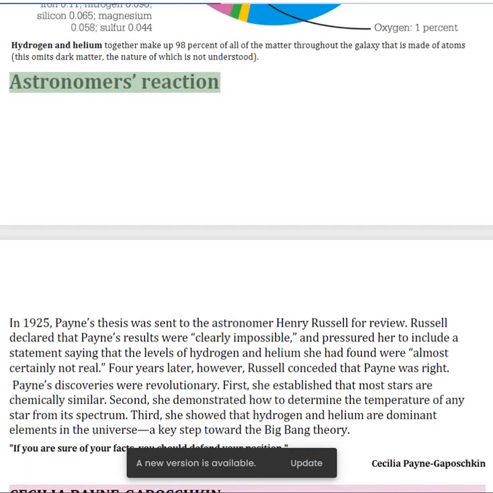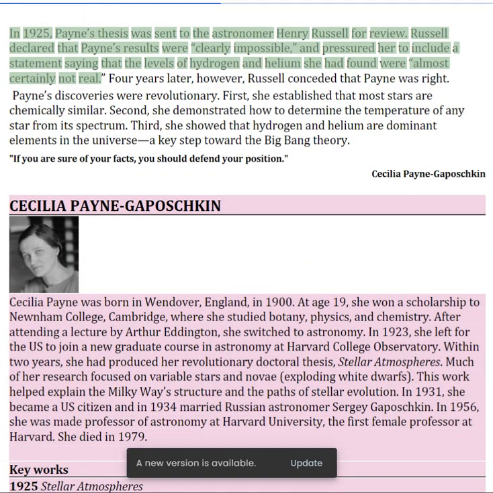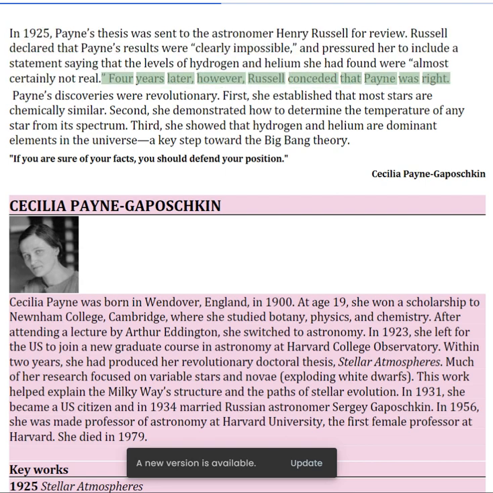Astronomers' reaction. In 1925, Payne's thesis was sent to the astronomer Henry Russell for review. Russell declared that Payne's results were clearly impossible, and pressured her to include a statement saying that the levels of hydrogen and helium she had found were almost certainly not real. 4 years later, however, Russell conceded that Payne was right.